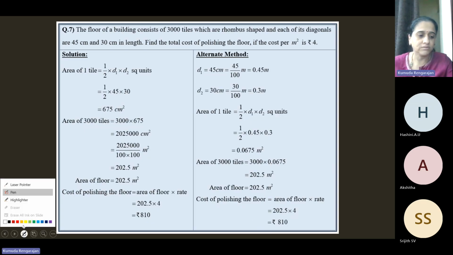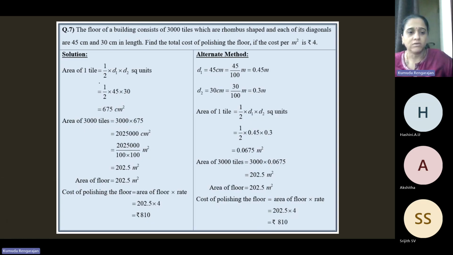All of you just listen. So area of one tile is half D1 D2, half into 45 into 30, 675 centimeters square. Area of 3000 tiles is 3000 into 675, which is so many centimeters square.